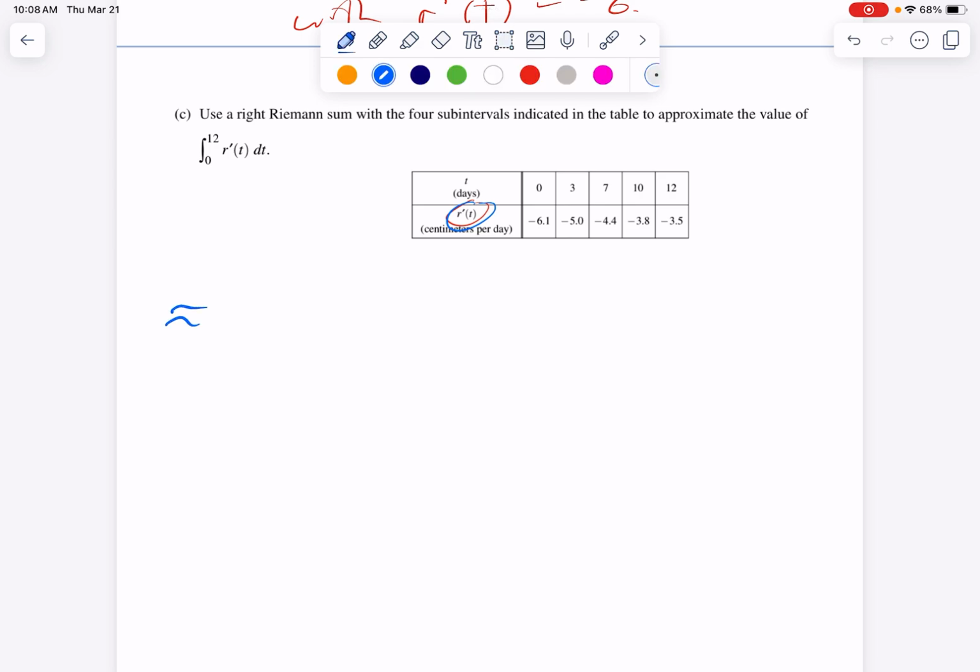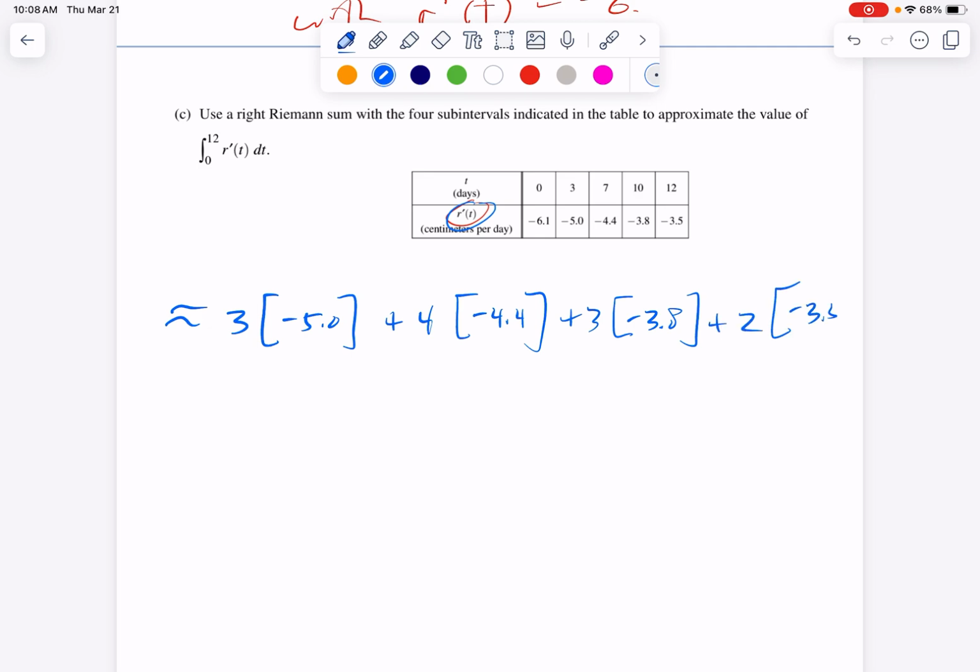So this is approximately equal to, the first interval is 3 units wide. On the right end, the value is -5. The second interval is 4 units wide. On the right end, it's -4.4. The third interval is 3 units wide. On the right end, it's -3.8. Don't even try to process what this looks like because of the negatives. You can just follow the pattern. And the last one is 2 units wide. On the right end, the function value is -3.5.